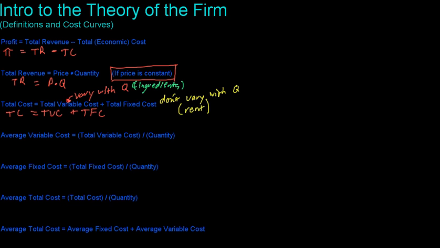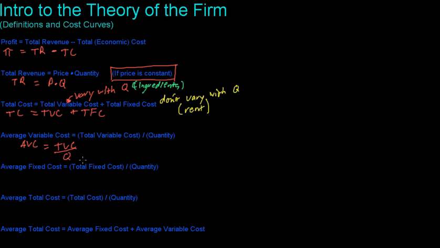Alright, so now we're getting down into all of the average costs, which once you get the idea once, it's kind of stuck in there forever. So average variable cost is normally abbreviated AVC, and that's just total variable cost divided by quantity.